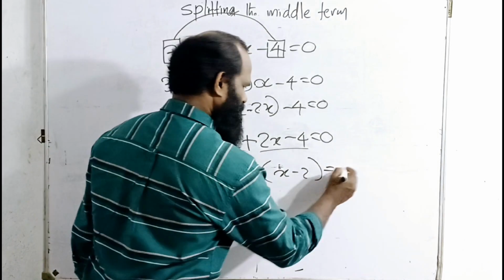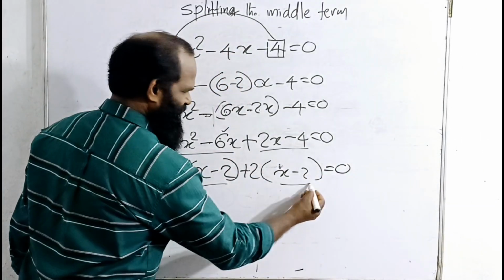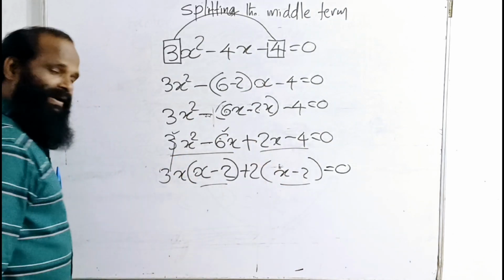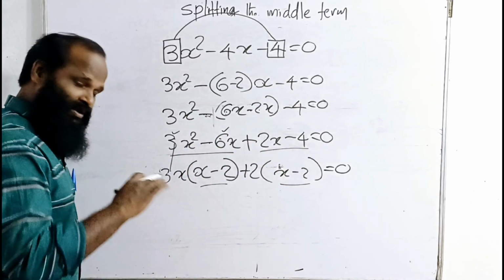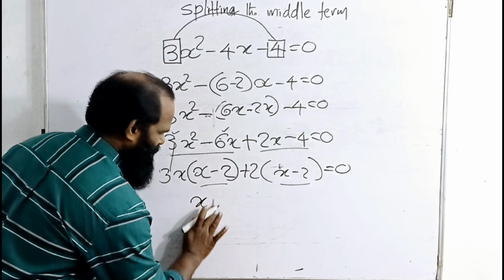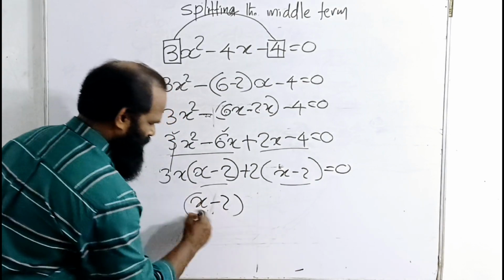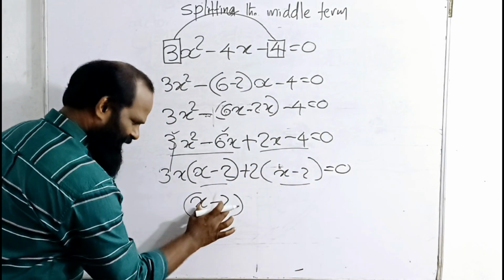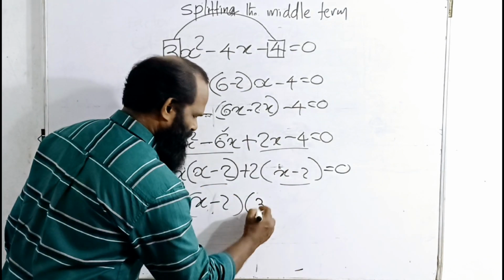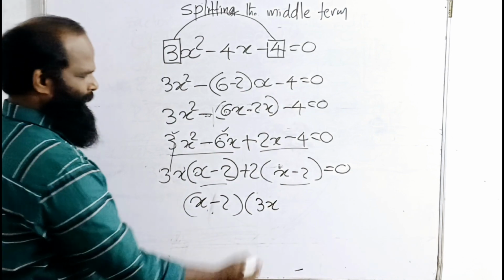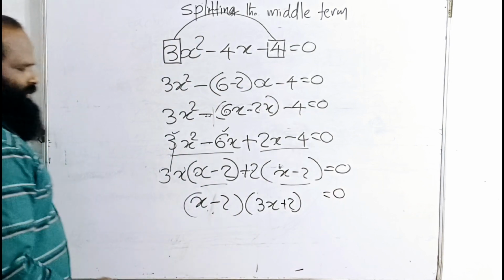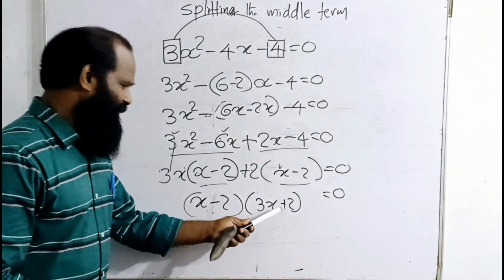Finished. Check whether the binomials are same. Yes. Make it sure that these binomials are same. Otherwise, if they are not same, solution has gone wrong. So we write the same binomial once. X minus 2, x minus 2, x minus 2 taken out. Then this is the number outside the first binomial. Plus 2 is the number outside the second binomial. So we got x minus 2 into 3x plus 2 is equal to 0.